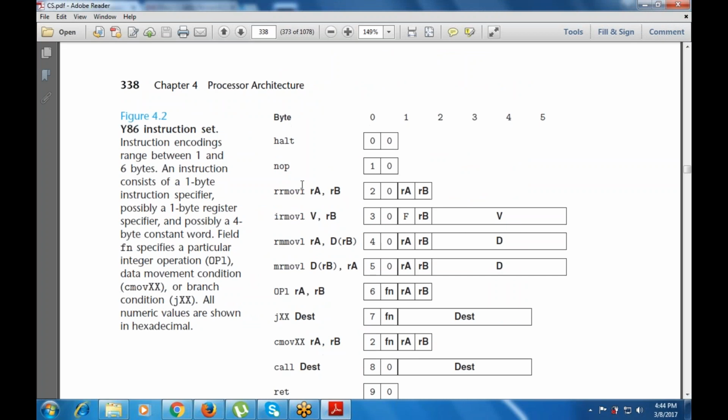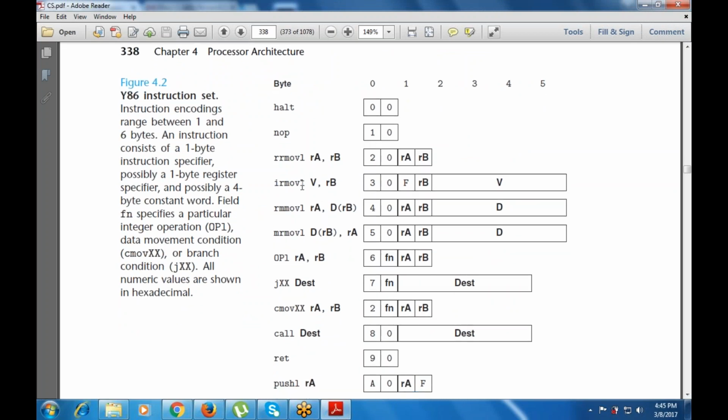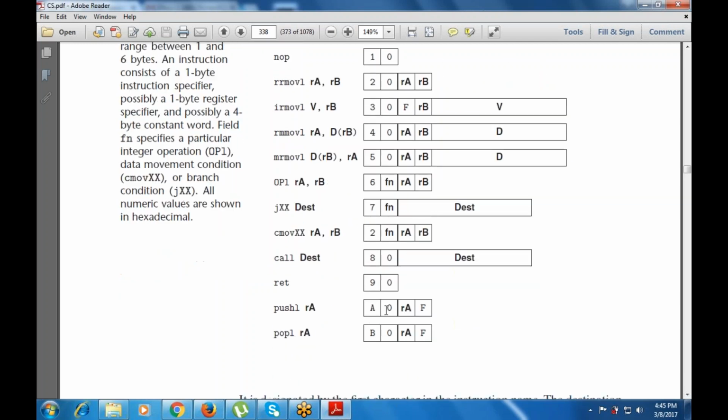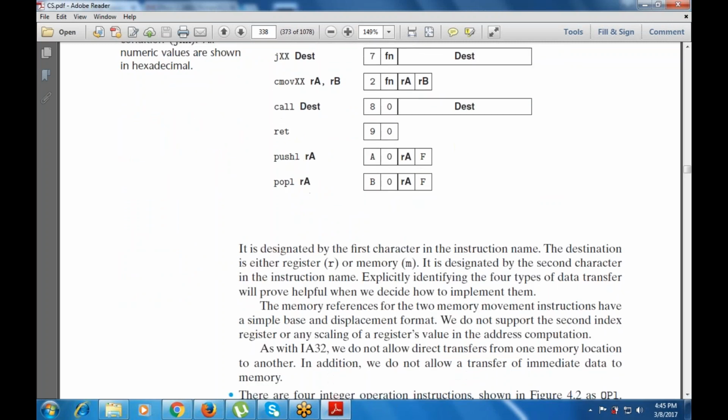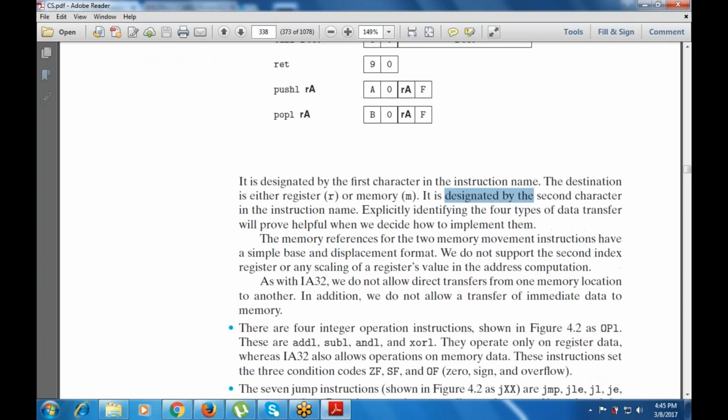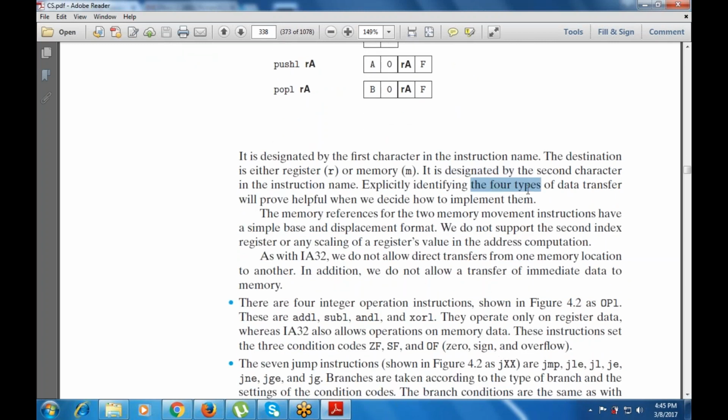And these are the various registers: rrmovl rA, rB; irmovl V, rB; rmmovl rA, D(rB); mrmovl D(rB), rA; then OPl rA, rB; then jXX Dest; then cmovXX rA, rB; then call Dest; then ret, then pushl, popl. And the source is designated by the first character in the instruction name, and the destination is either register or memory, which is indicated by the second character in the instruction name. This is identifying the 4 types of data transfer that will prove helpful when we decide how to implement them.